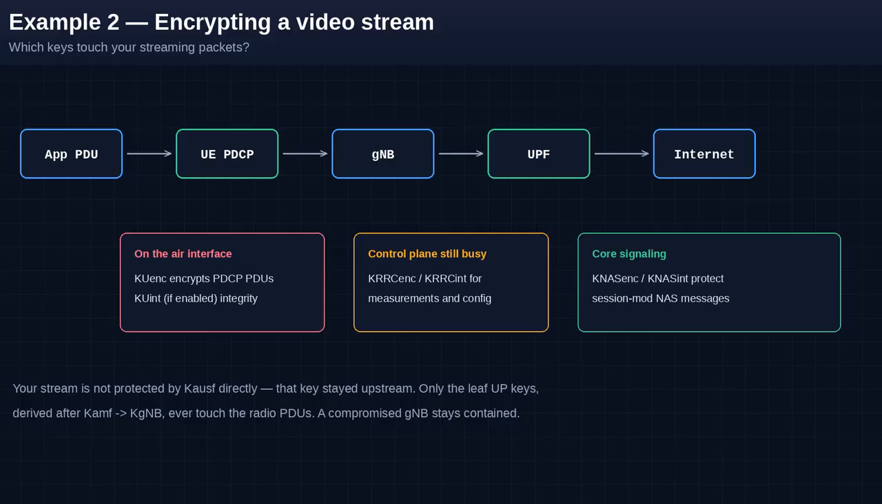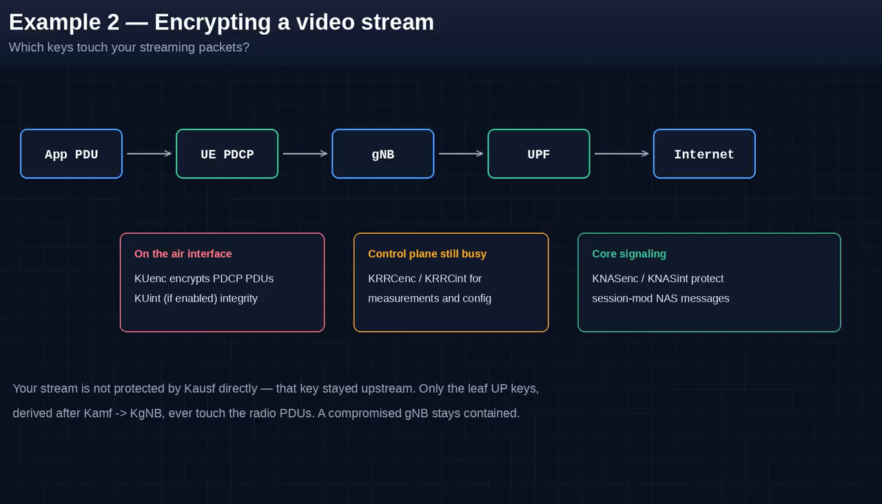Meanwhile, the control plane is not idle. RRC messages that retune your radio use KRRCenc and KRRCint. If the stream triggers a QoS or session tweak, NAS messages use KNASenc and KNASint between UE and AMF.